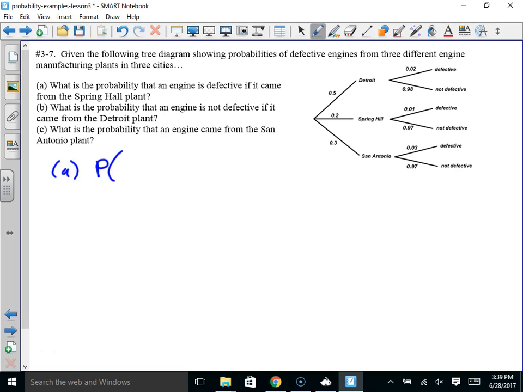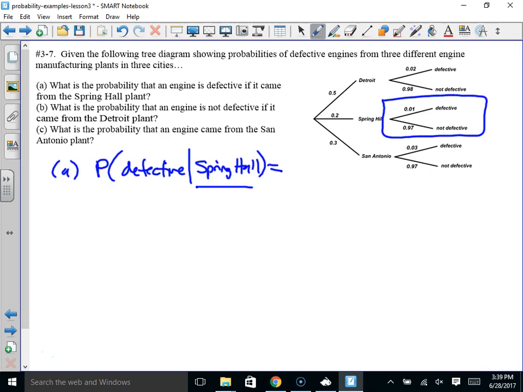The probability that the engine is defective given that it came from Spring Hill. I really like to write out the probability statement like this because that helps me really quickly see what's the numerator, what's the denominator, right? So we're talking about the Spring Hill plant. Well, that means out of all this stuff here in the tree, coming from the Spring Hill plant is basically being restricted to that portion of the tree. So that portion of the tree is the conditional sample space.